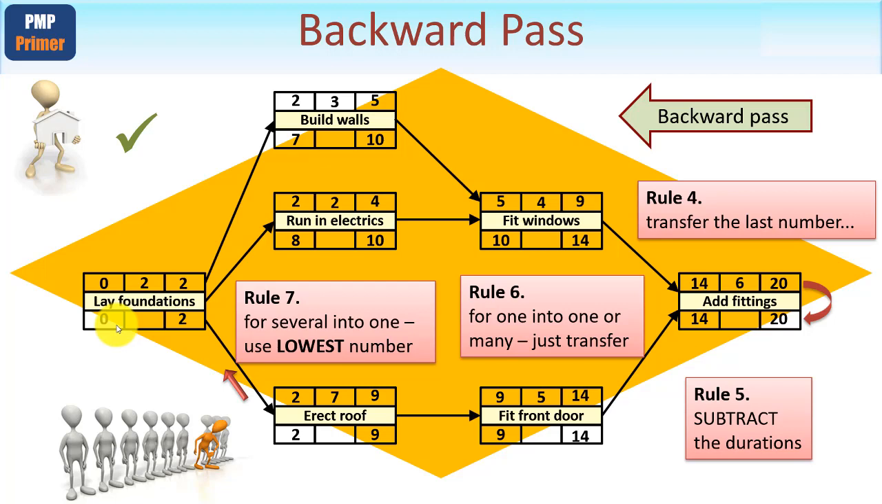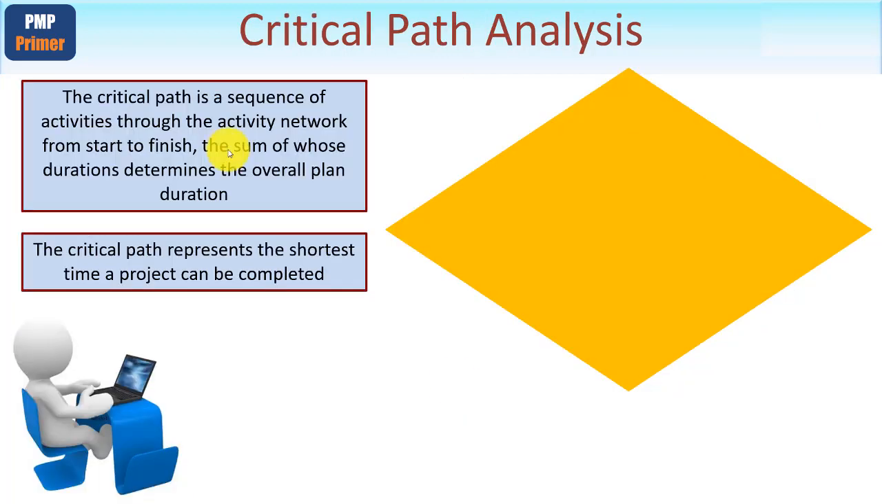Wasn't exactly hard, was it? But before we do the analysis, I just want to give you a few more pointers. And to remind you that the critical path is a sequence of activities through the activity network from start of your project to the finish of it. And the sum of the critical path activities' durations determines the overall plan duration and thereby the earliest finish date of your project. Because although the critical path is the longest path, it actually represents the shortest time in which a project can be completed. If you've understood that, you've got the very heart of the matter.